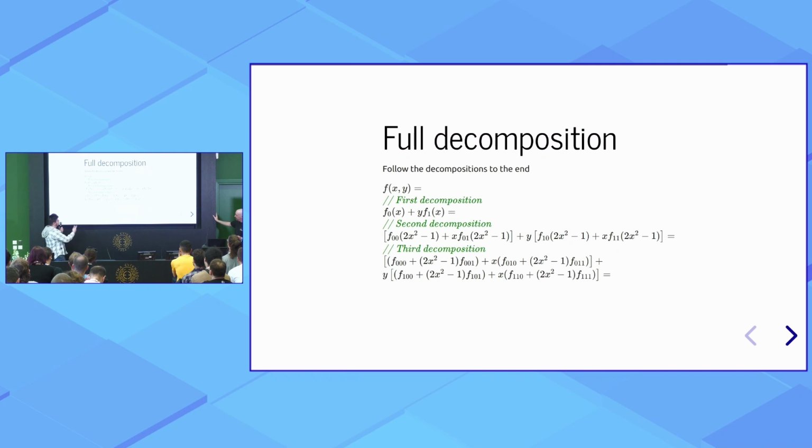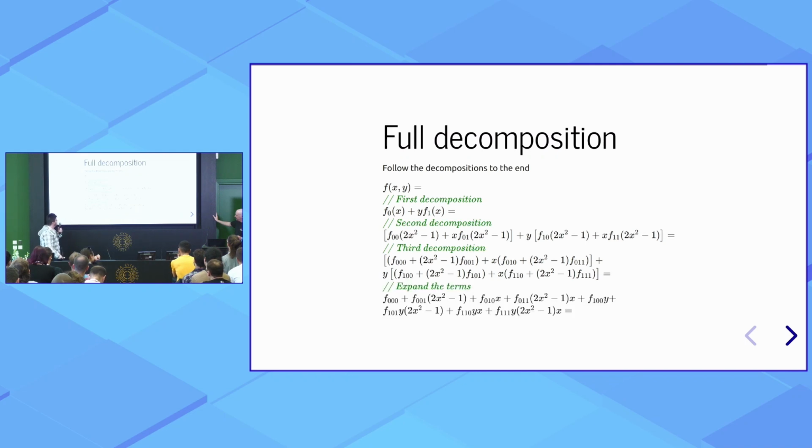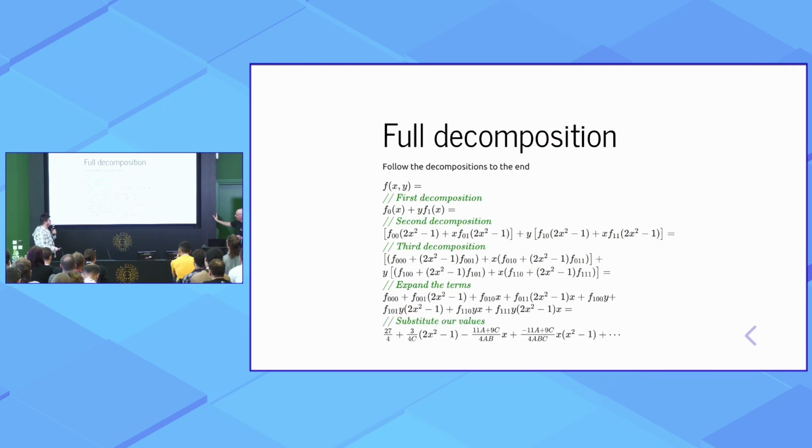So what have we got? This is kind of a polynomial. If we expand the terms a bit, we basically get this representation as a polynomial with a different basis. This is the free term. This multiplies 2x squared minus 1 instead of x squared in the line case. But this is still a polynomial of degree at most 3 in x and 1 in y. And substituting the values we just got, this is the start of the polynomial.